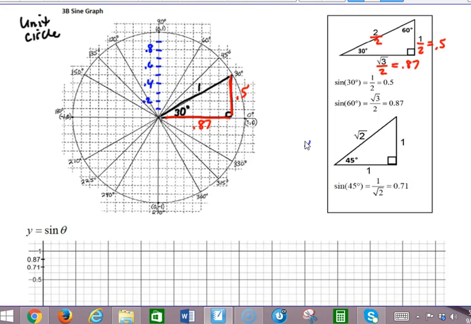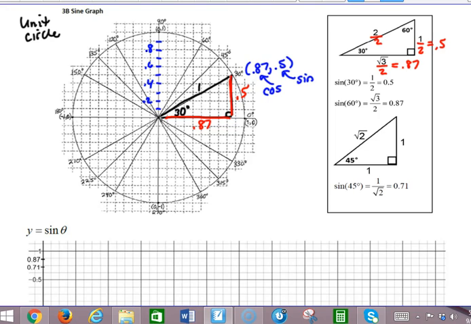I'm going to erase this now because I need to draw some other things on here. But I want you to recognize that now we have created a right triangle, but the sides are the actual cosine and sine values on the x and y axes. So the coordinates of this point are 0.87, 0.5, where the 0.87 tells me the cosine value and the 0.5 tells me the sine value. So that's how a unit circle works.